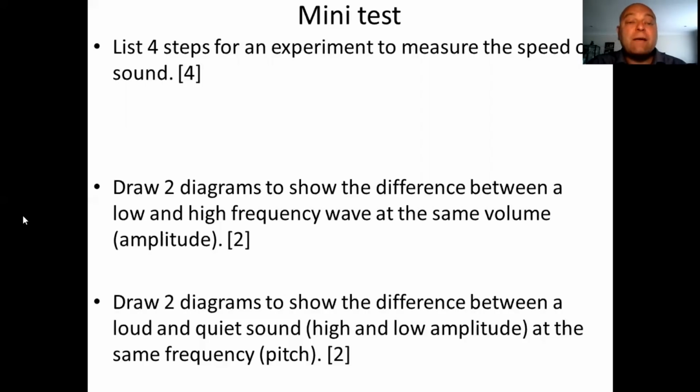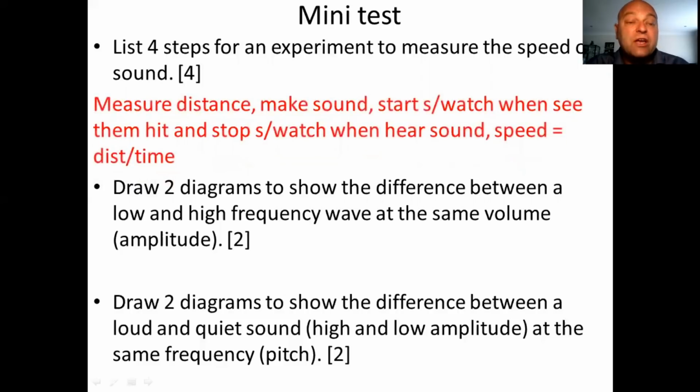So, 4 steps for an experiment to measure the speed of sound. We're looking for 4 key points. Something about measuring the distance: you could have said you measure 100 meters, 85 meters, or whatever. Something about the method of making the sound, starting the stopwatch when you see them hit the things together, stopping the stopwatch when you hear it, and then the calculation at the end, speed equals distance over time. Those would probably be the 4 things that I would be looking for.